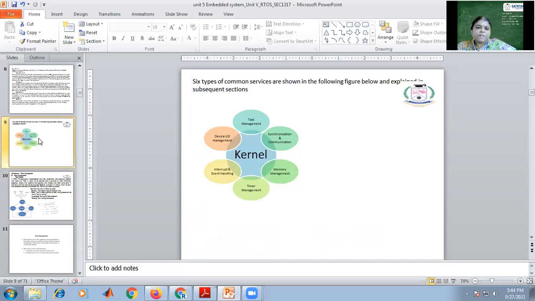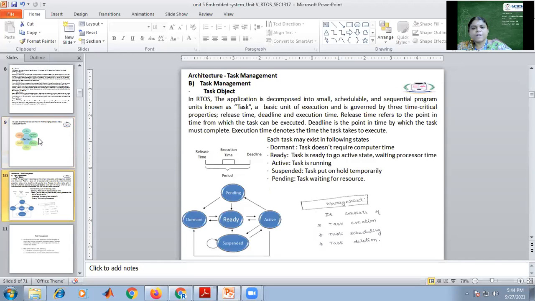So today we will start with the first function, the task management service provided by the kernel. A task is, in a real-time operating system, the application divided into small different units. These small programs, when combined together, make a big one. The small unit you call the task, and it is the basic unit of execution.